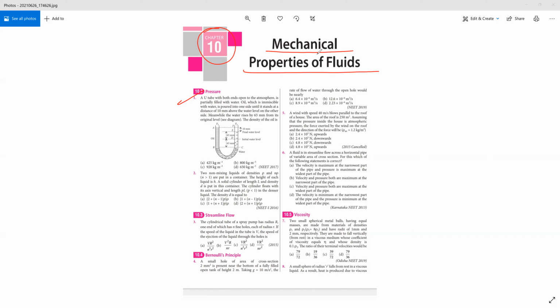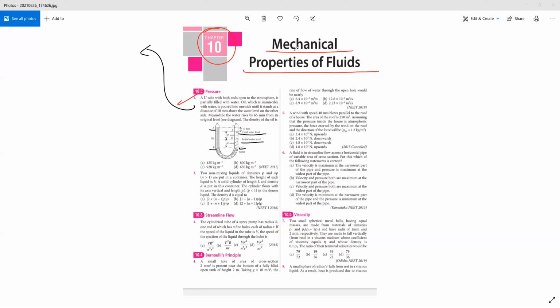The density of oil is, so four options they have given: 425 kg per meter cube, 800, 928 and 650. So which answer is suitable for the first one? Let us see that one. So here we know from the diagram, if you observe, the final water level and initial water level are mentioned here, A, B, C. Those are the levels that are mentioned here.